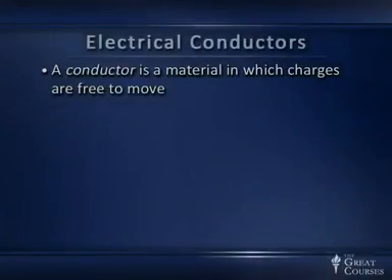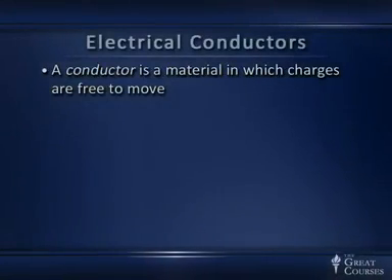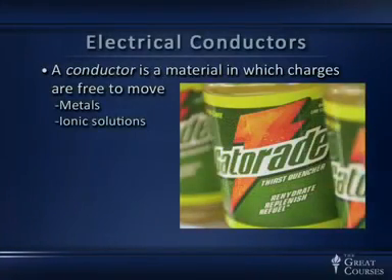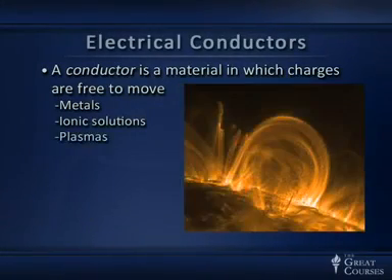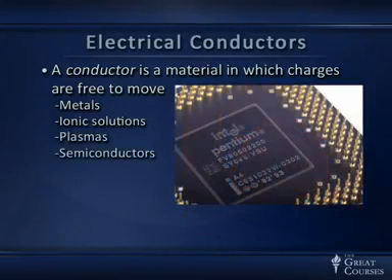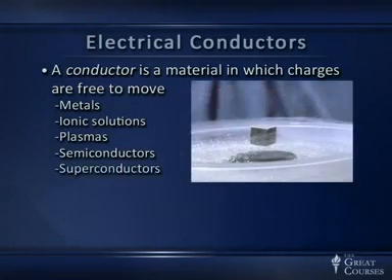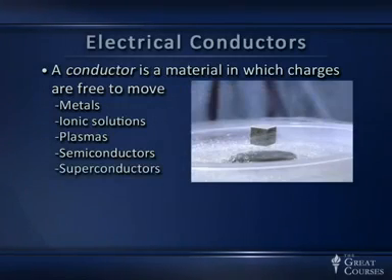And I want to end with a rather elegant example of how Gauss's law shows you something very important about the behavior of materials that we call electrical conductors. What's an electrical conductor? Well, a conductor is a material in which charges are free to move. Metals are conductors. Ionic solutions like sports drinks or ocean sea water. Plasmas, hot ionized gases, shown here in the sun's corona, are conductors because they've got free charges. Semiconductors that make up your computer chips. And finally, substances called superconductors. Here one's shown floating over a magnet that conduct electricity with no loss of energy.